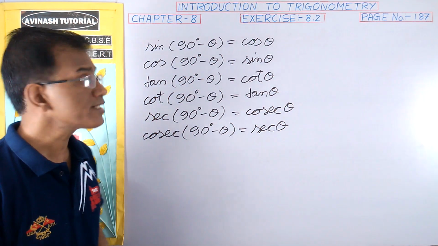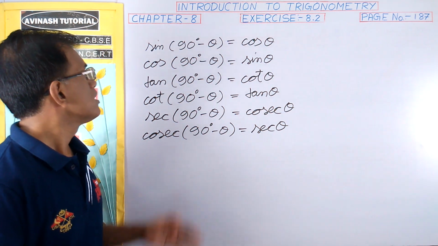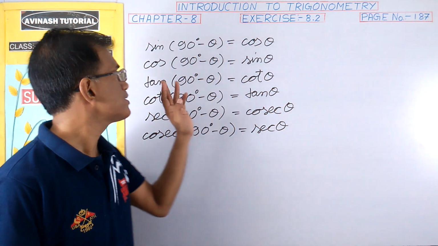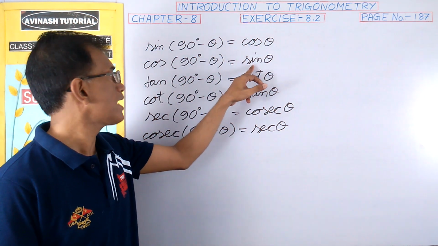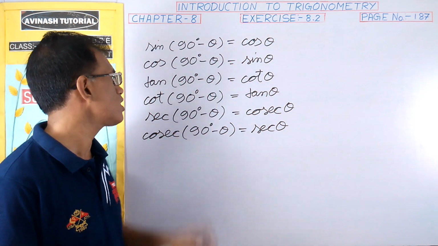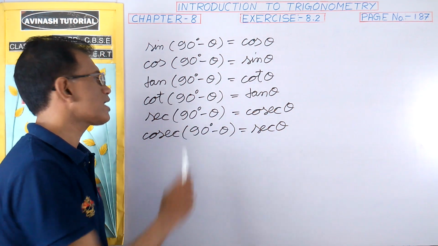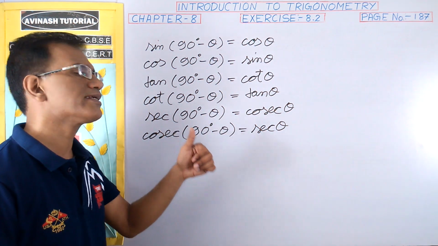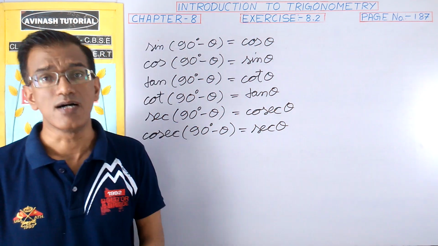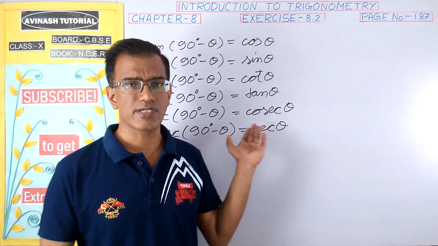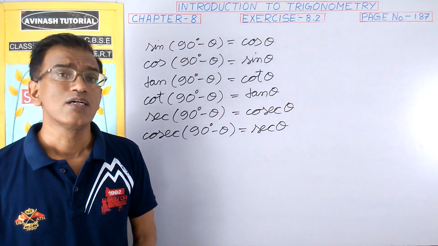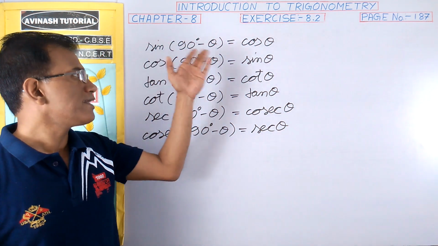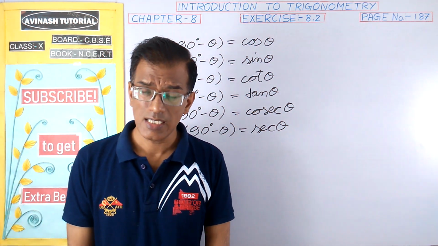These are trigonometric ratios of complementary angles. I have already shown you that sine 90 minus theta is cos theta. Similarly, cos 90 minus theta is sin theta. Tan 90 minus theta is cot theta. Cot 90 minus theta is tan theta. Sec 90 minus theta is cosec theta. And cosec 90 minus theta is sec theta. So you can also find these ratios as I have shown you earlier. I hope you must have understood now why sine 90 degrees minus theta is cos theta.